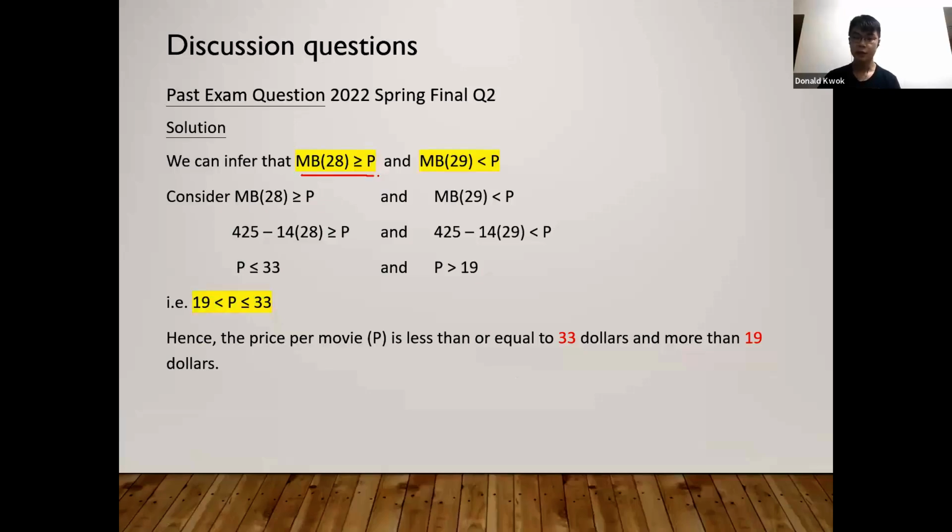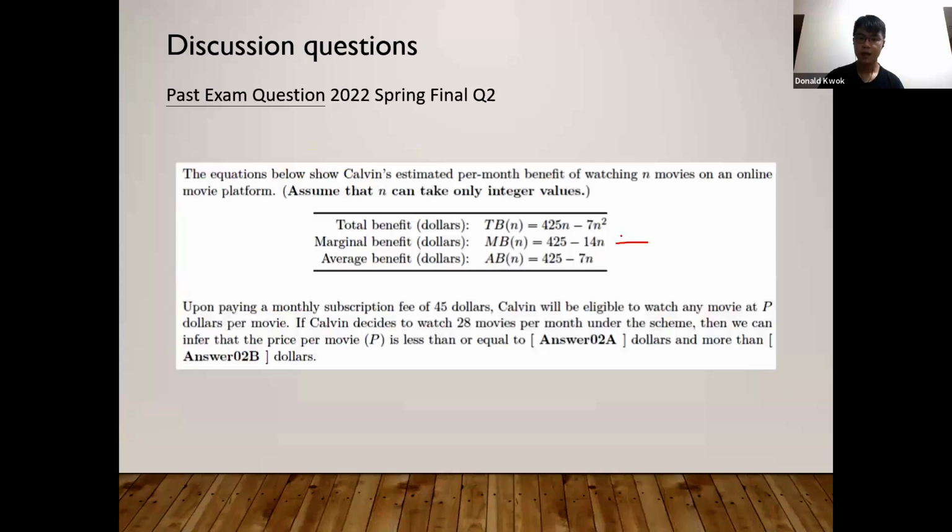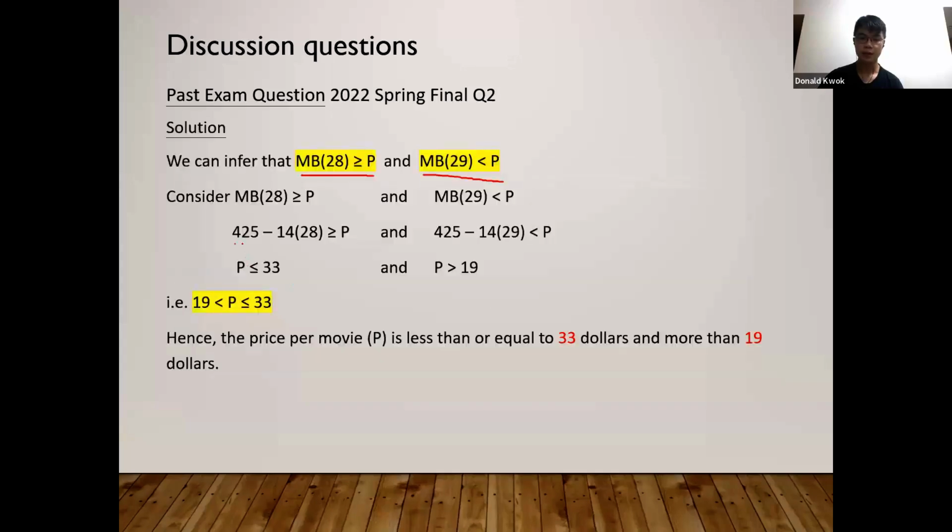At the same time, Calvin is watching 28 movies, but not the 29th movie. So this means the marginal benefit of the 29th movie is lower than its marginal cost, or the price of the movie. So we have two inequalities here. How can we find the marginal benefit of the 28th and the 29th movie? We just plug in n equals 28 or 29 back into the marginal benefit function, and we would be able to find the marginal benefits accordingly. And we will be able to solve this compound inequality to find that P is between 19 and 33.